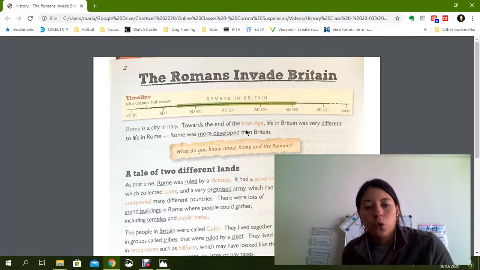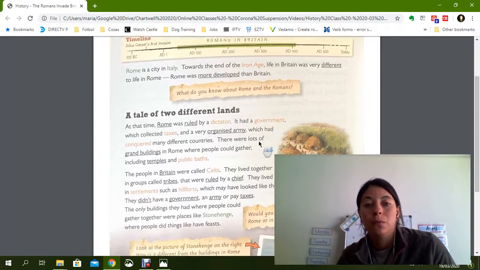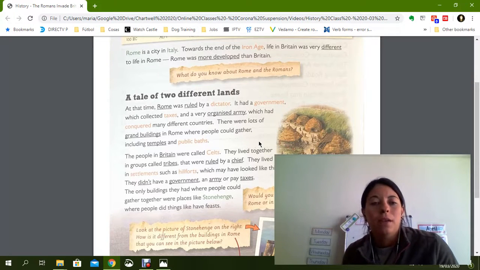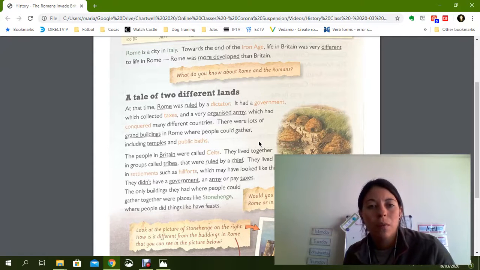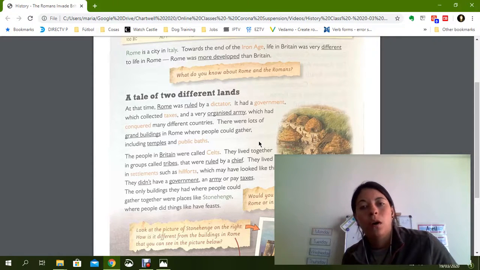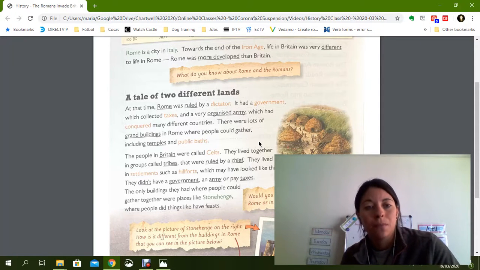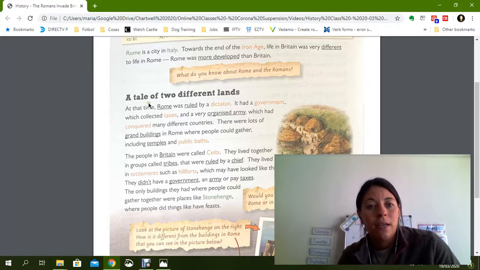So back to where we were, we're talking that we are in Rome, very different times from today, over 2,000 years ago. And we're comparing how life was in Rome to how it was in Great Britain or in Britain at that time. Now, at that time, if you read over here, A Tale of Two Different Lands.